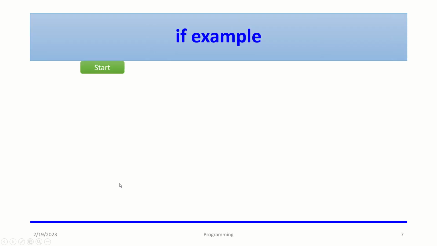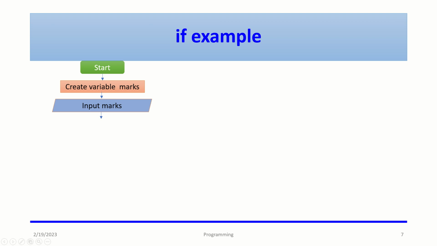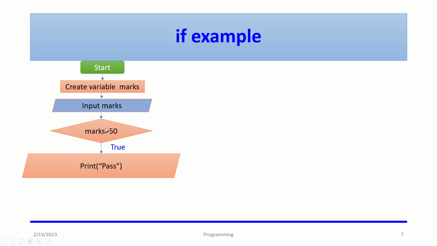So let's see. In here I create a variable called marks and we take the input from the user. Then here, this is my condition. So this is how we represent the condition in a flowchart. And if this is true, the output is pass. Otherwise, if this is false, that means marks less than 50, we skip the message and go to the next statement, that is to print bye.